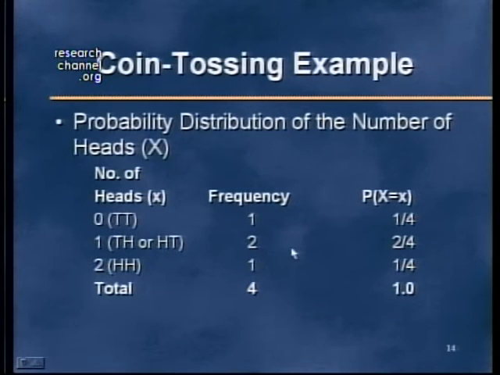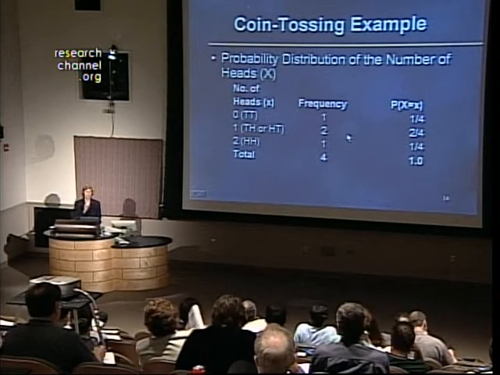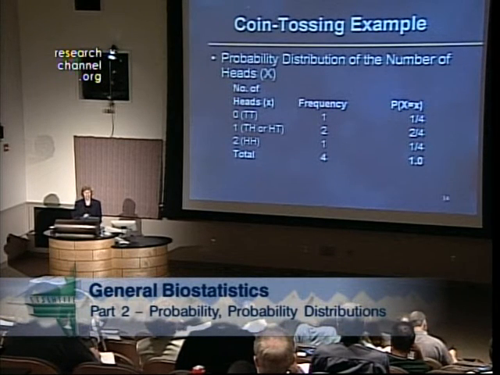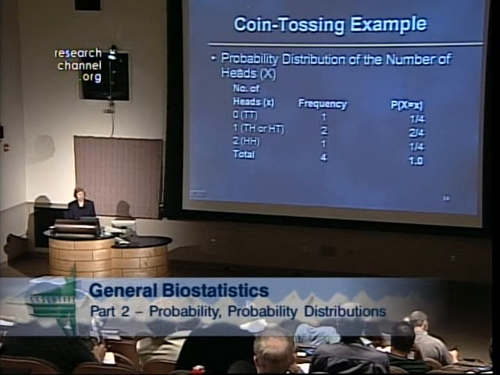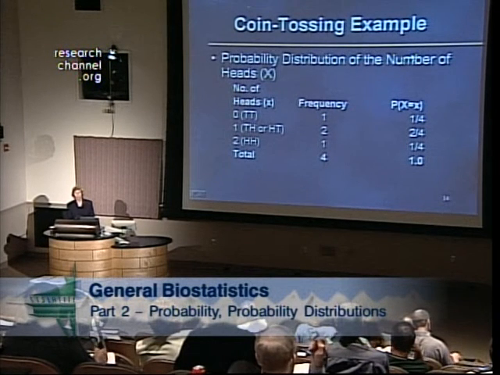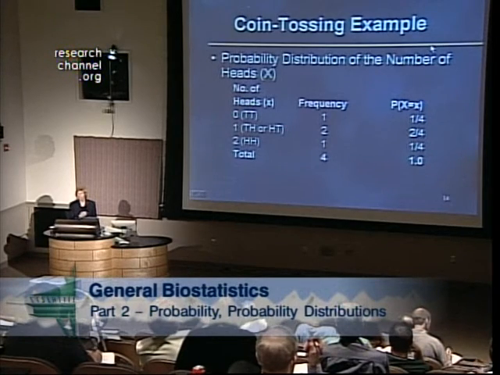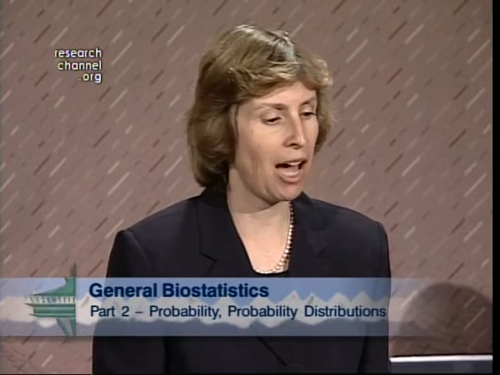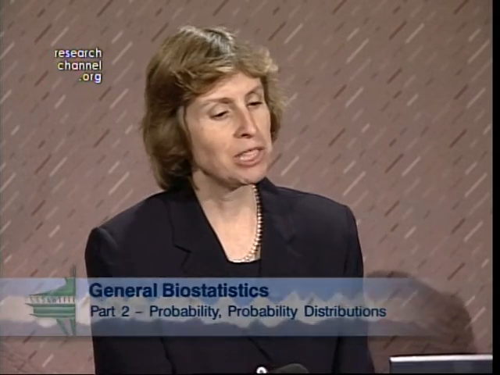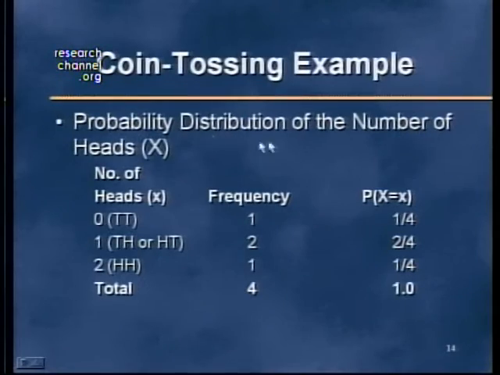Now, I'd like to take you from this concept of probability, which we said is just the chance or the likelihood of something occurring, and lead it into the definition of a probability distribution. A probability distribution gives you a description of all of the possible outcomes and the probabilities associated with all of those possible outcomes.